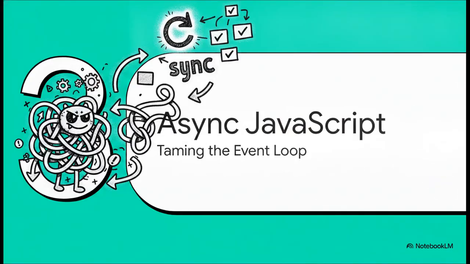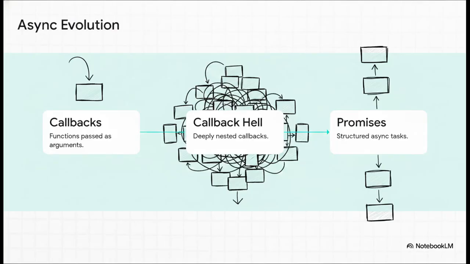All right, Section 3, Taming Asynchronous JavaScript. When discussing async behavior, you really need to explain the evolution of it. Start by explaining standard callbacks, and then describe how they can easily devolve into that dreaded, deeply nested callback hell, or the pyramid of doom. Then, explain how promises emerge to save the day as a much cleaner, structured solution to chain asynchronous events together without completely losing your mind.